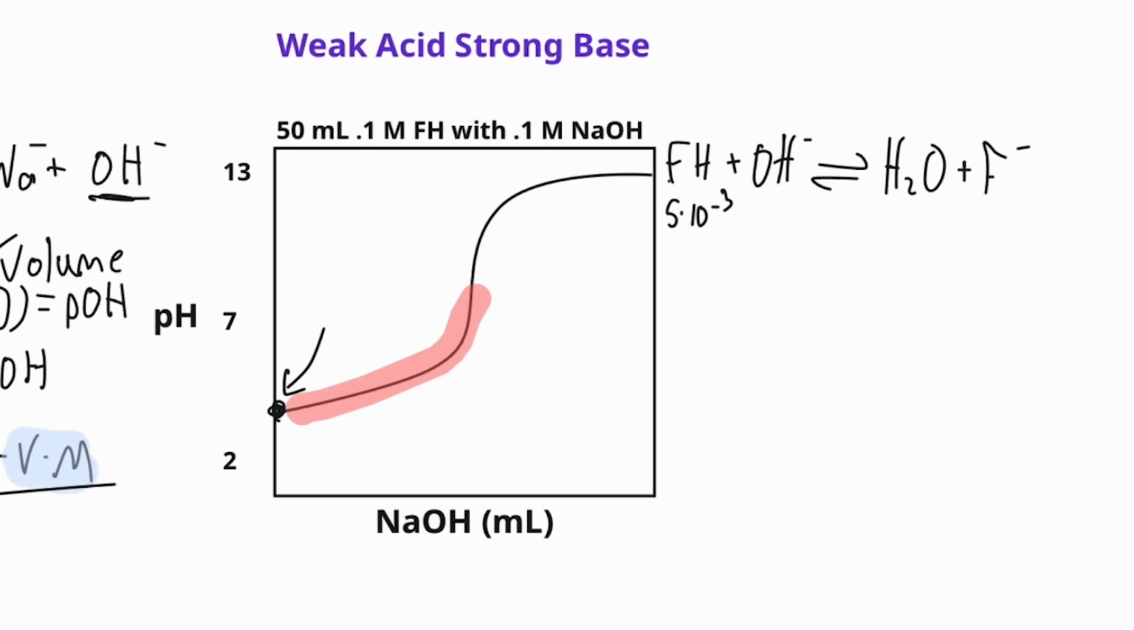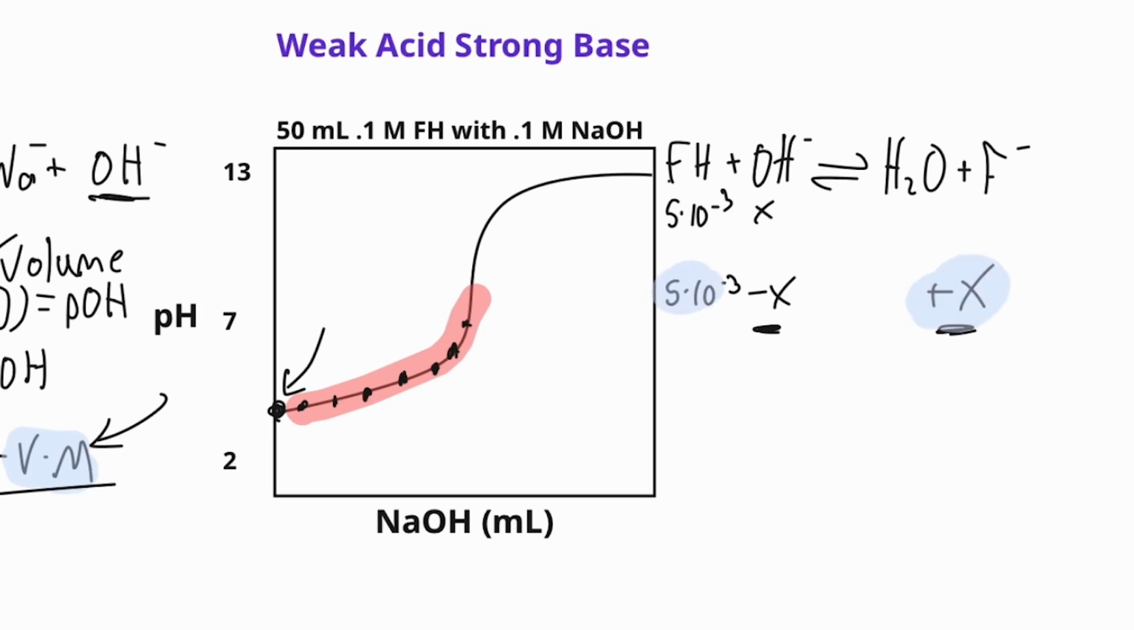Once we start adding NaOH, we can calculate the number of moles of OH minus using that same method as before. Let's say that we added X amount of moles. The OH minus added will completely react with FH, so we end up with 5 times 10 to the negative 3 minus X for the number of moles of FH. And for every molecule of FH that reacts, we produce a molecule of F minus, so we produce plus X moles of F minus. As we move to the right on the x-axis and add more OH minus, we're losing FH and creating more F minus. This means that X is a significant number, and we are creating a significant amount of F minus.